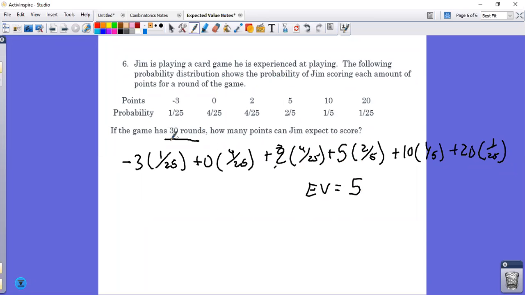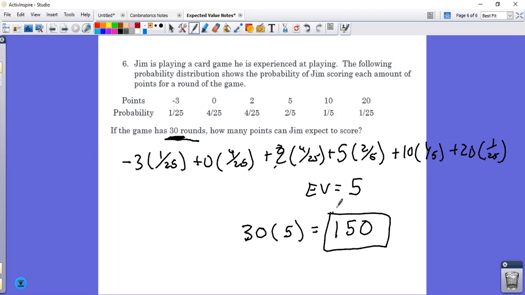So all you have to do is, if he's going to play 30 rounds and get 5 points every time, then we can expect he would score 150 points. So anytime you have an expected value question, and they ask you what's going to happen if they do it 10 times, 20 times, whatever, just multiply your expected value times the number of times you would play the game or do the rounds. Questions on those?